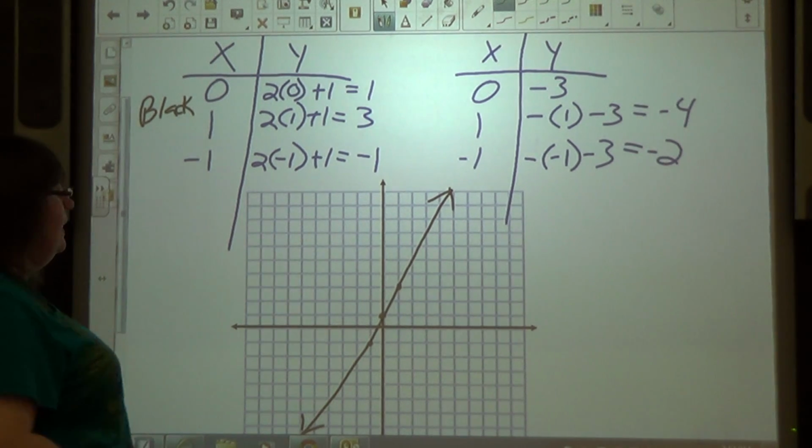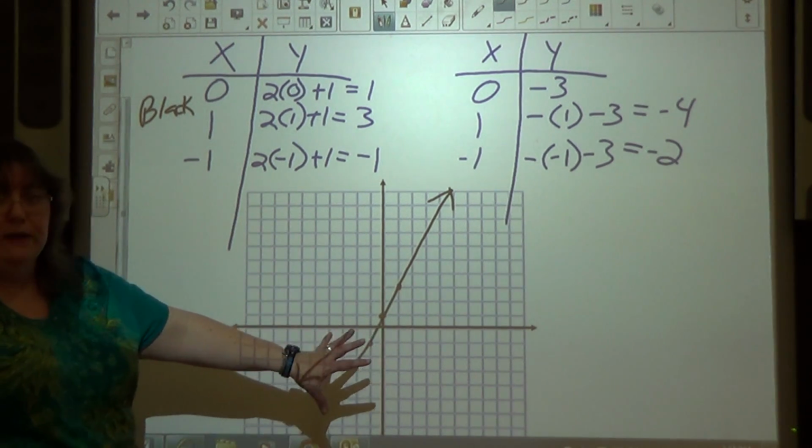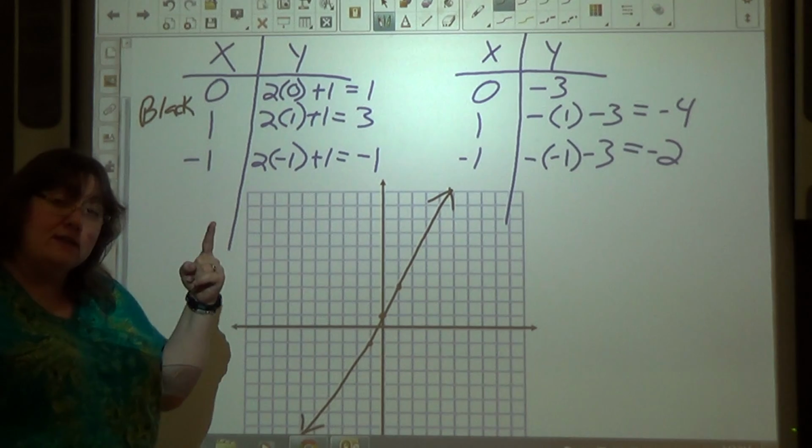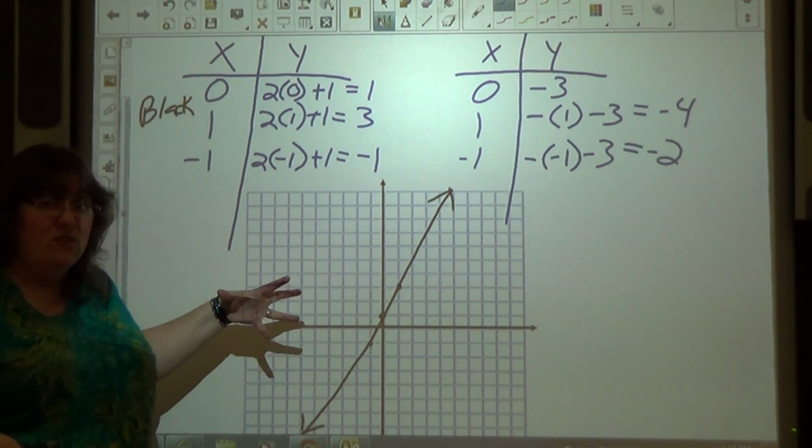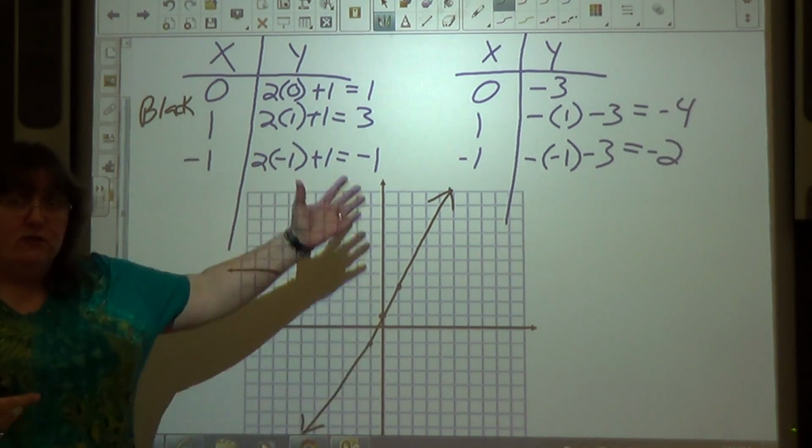All right. Now, as you notice, I'm making it go all the way through my grid. I'm not just doing a little bit because I'm looking for a point of intersection. I need to see where these cross, and sometimes it's a little far out. So make sure your line goes all the way through, please.